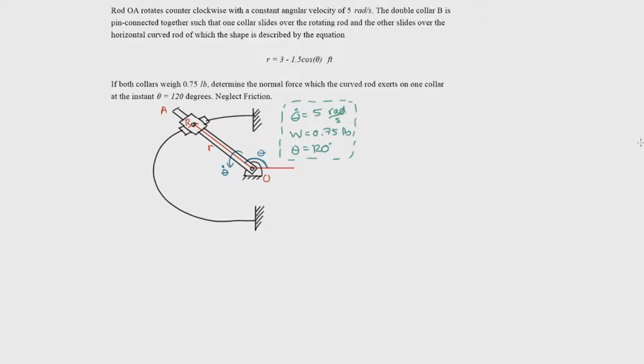Welcome back, everybody. Today we'll be looking at another curvilinear problem dealing with polar coordinates. So the problem states rod OA rotates counterclockwise with a constant angular velocity of 5 radians per second.